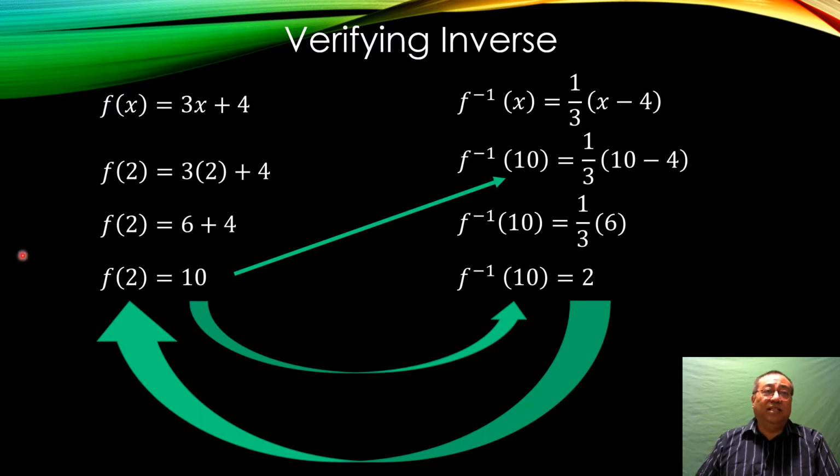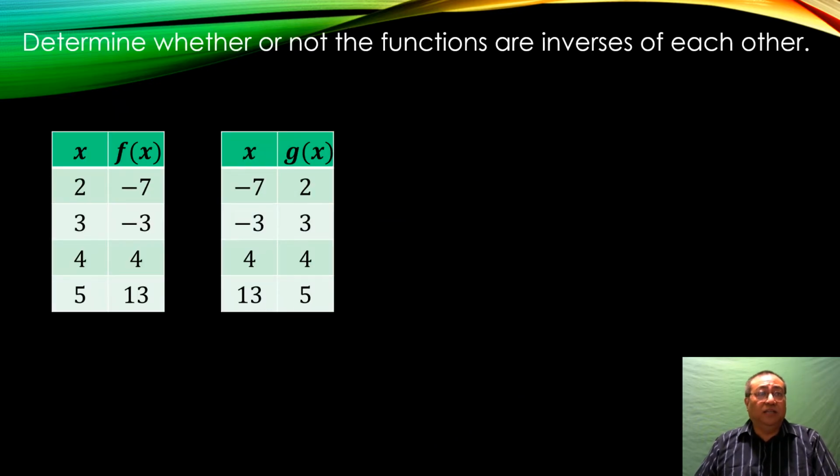Now this was just an example of how a function and its inverse behave. This is not how we're going to actually verify. Now this is a regular table. Determine whether or not the functions are inverses of each other. This is a typical problem. When we're given two tables, we just check it out. So here, 2, 3, 4, 5 and -7, -3, 4, 13, and then -7, -3, 4, 13 and 2, 3, 4, 5. They have to be identical, but swapped.